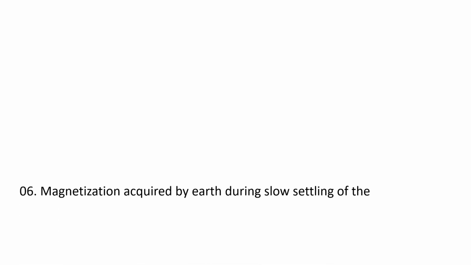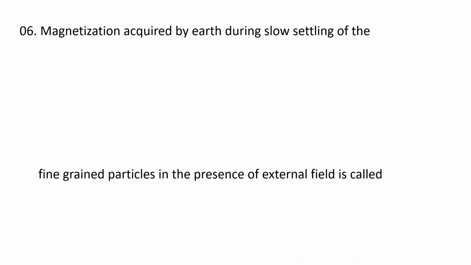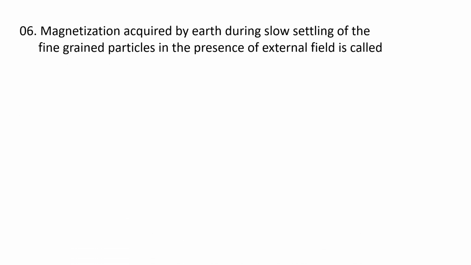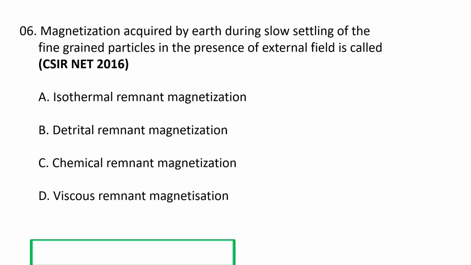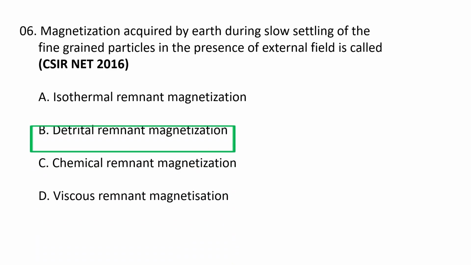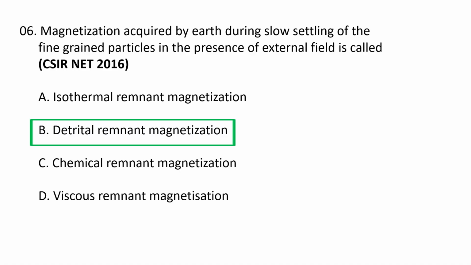Next question. Magnetization acquired by the Earth during a slow settling of the fine-grained particles in the presence of external field is called A. Isothermal remnant magnetization, B. Detrital remnant magnetization, C. Chemical remnant magnetization, and D. Viscous remnant magnetization. The correct option goes as B. Detrital remnant magnetization. The magnetization acquired by sediments as fine-grained ferromagnetic particles settle through a water column and align with the Earth's external magnetic field is called detrital remnant magnetization.